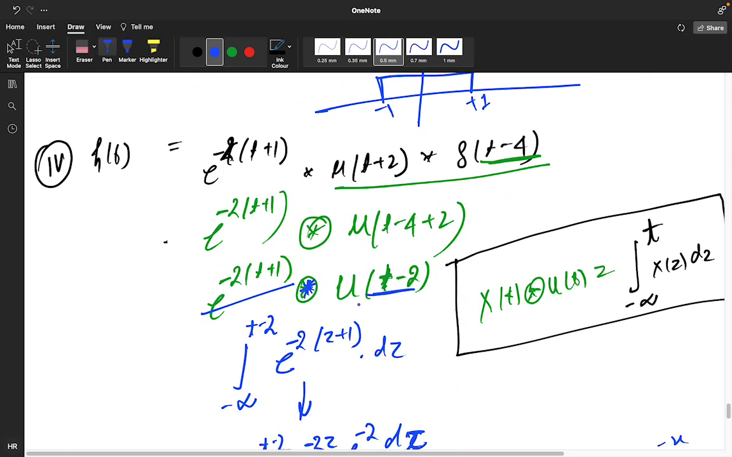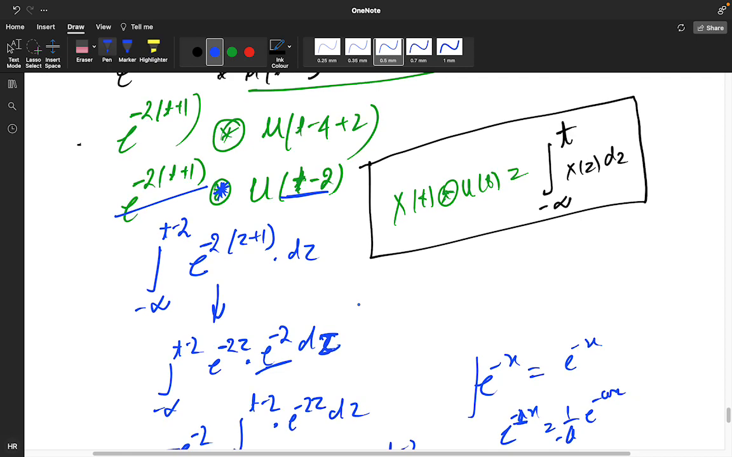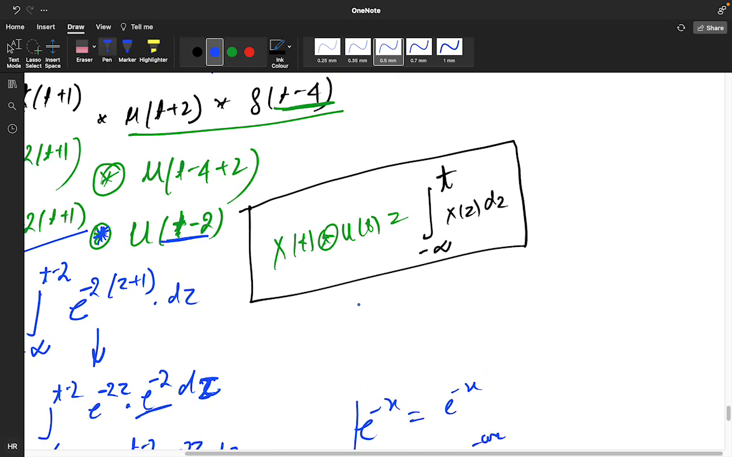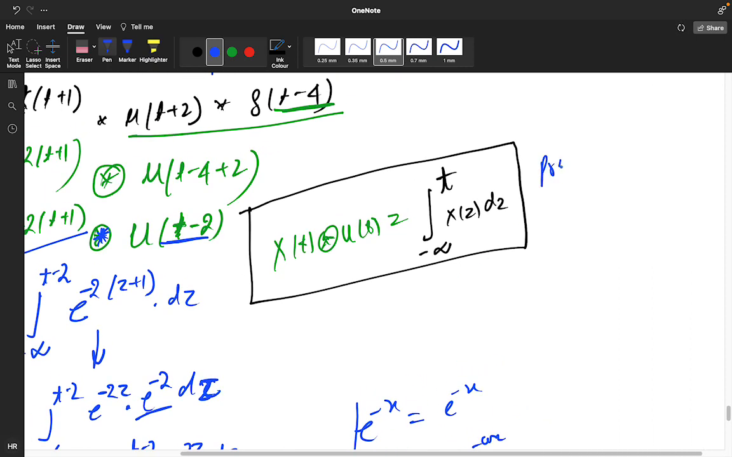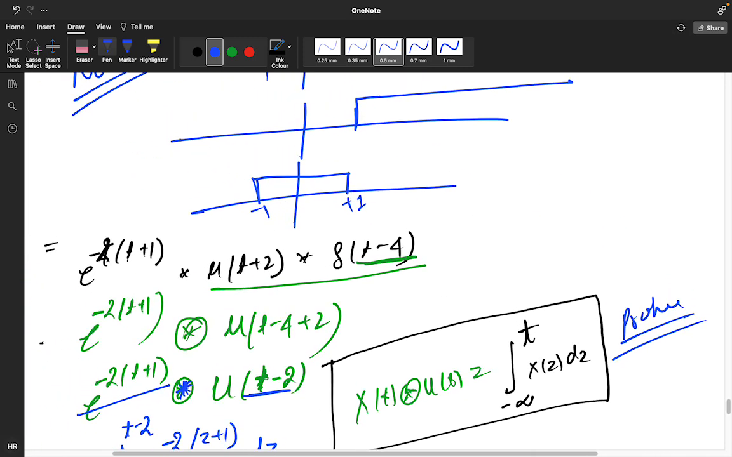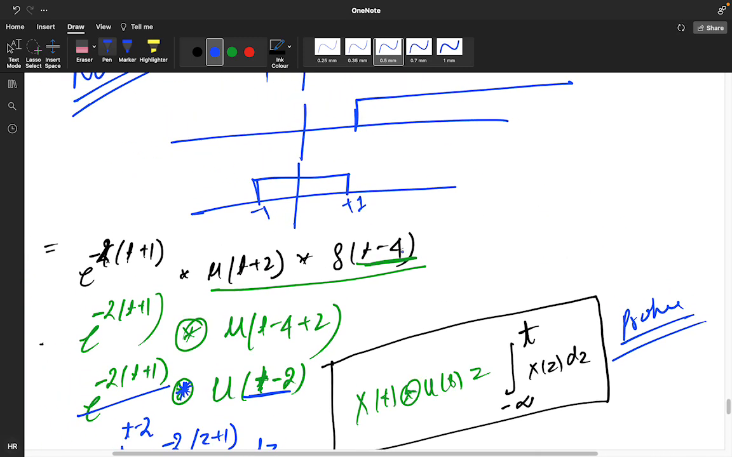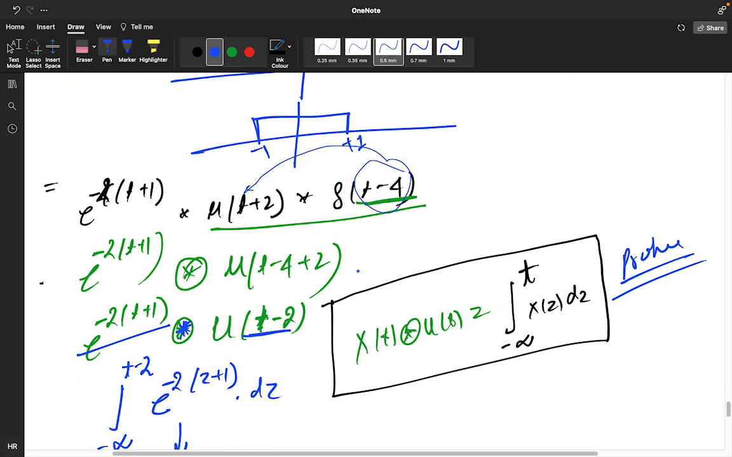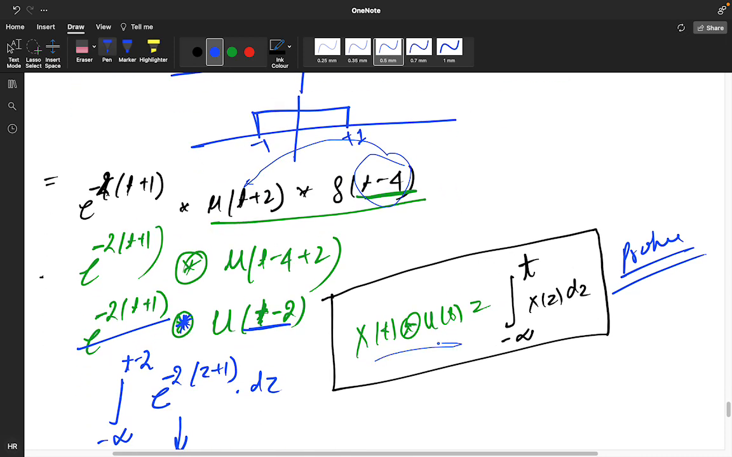Understood, Prasanna? What I did: this is the property, so I applied the property. First property I applied here: u of t plus 2 into delta t minus 4. This whole term gets convolved, and the unit impulse property is this: minus infinity to t, x of tau into d tau. This is the property, so I applied that property.